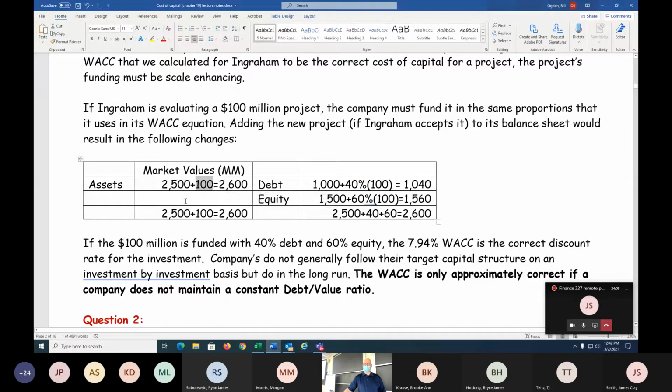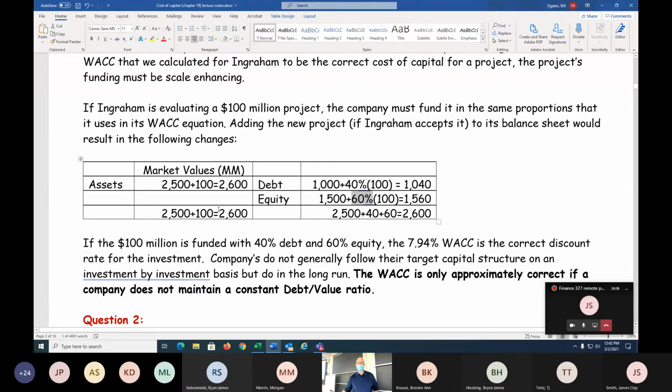So how would Ingram finance this 100? Well, to be scale enhancing, it must be funded 40% debt, 60% equity. So Ingram must fund this with 60 in equity and 40 in debt for a total of 100, correct? That's what we call scale enhancing.